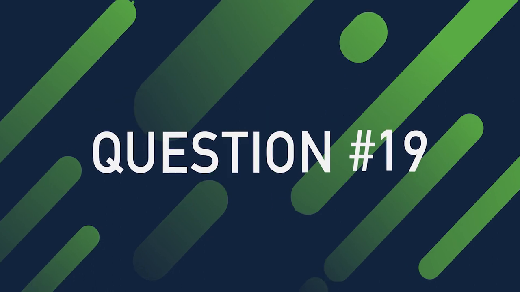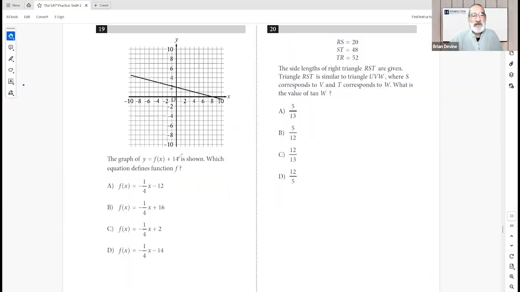Question 19. The graph of y equals f of x plus 14 is shown. Which equation defines the function f? Well, we're using the same idea that we did in the question we just went over in 18, is that this represents a shift up of 14 of the function f of x. So if this is f of x plus 14, then if we take the whole line and drag it down 14, we should get to the new f of x.